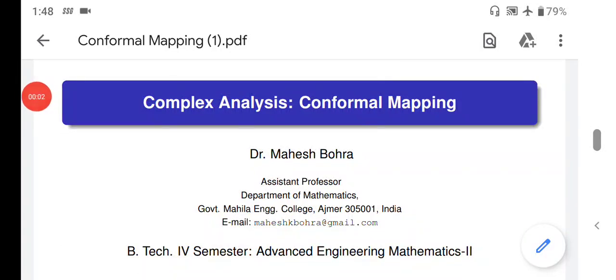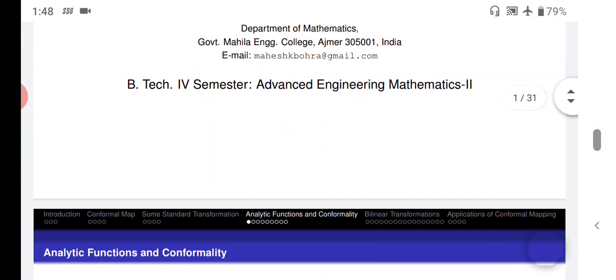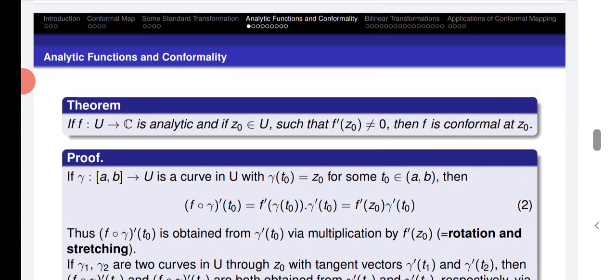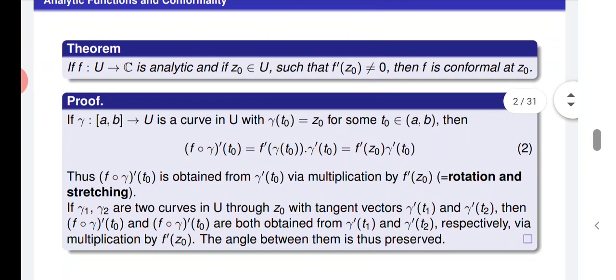Dear students, today we start part 2 of conformal mapping, and we start this part with analytic functions and conformality. In it we have a theorem: if f, from U to C, is analytic and if z0 belongs to U such that f dash of z0 is not equal to 0, then f is conformal at z0. We have a proof in a proper manner.